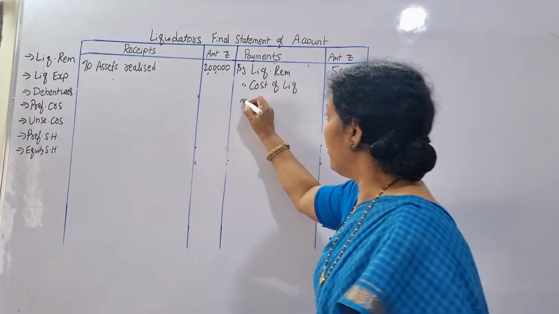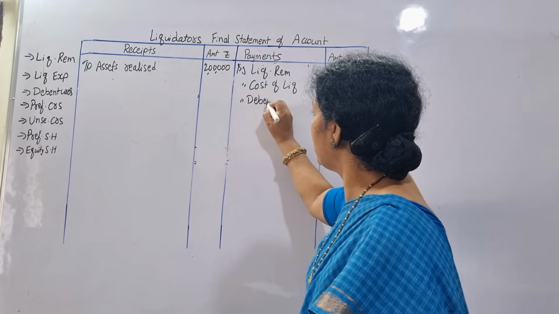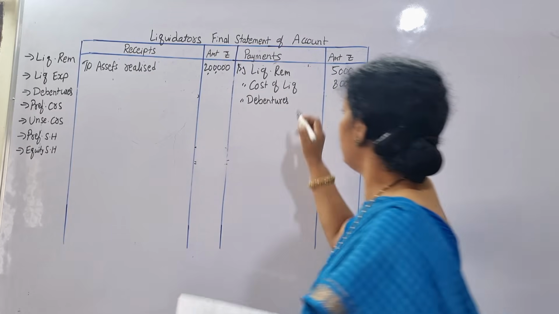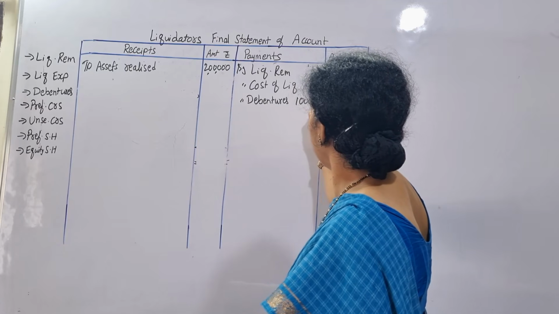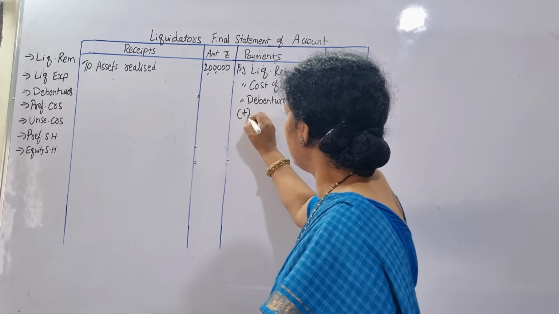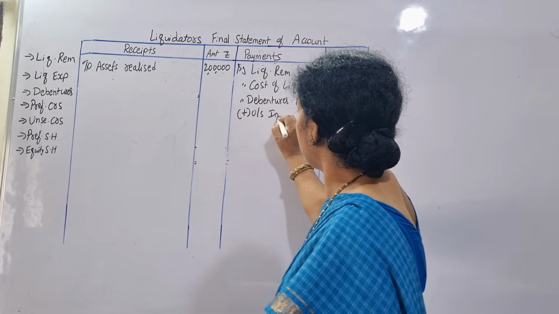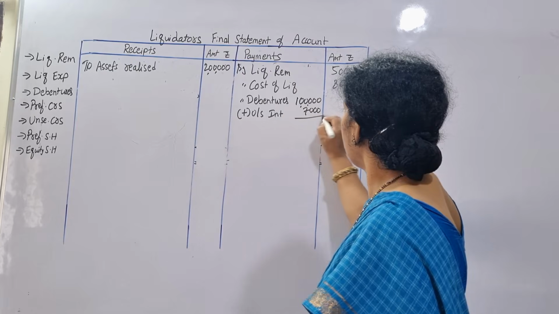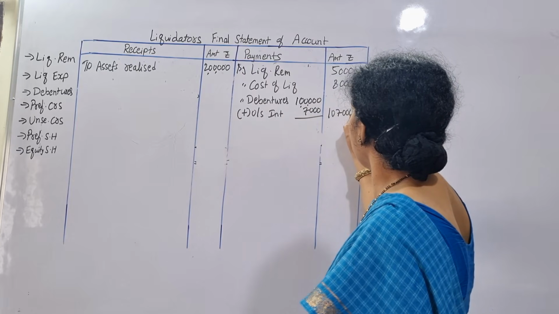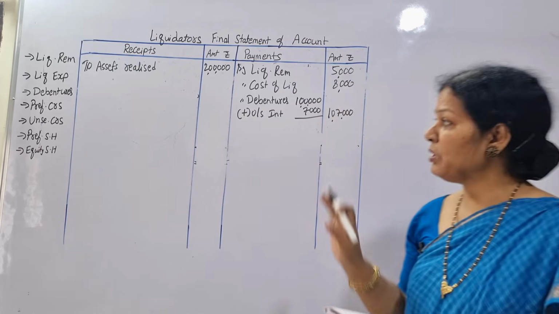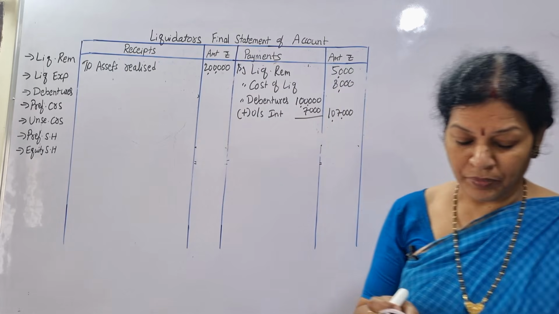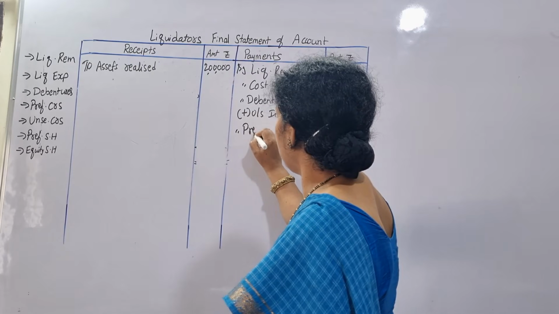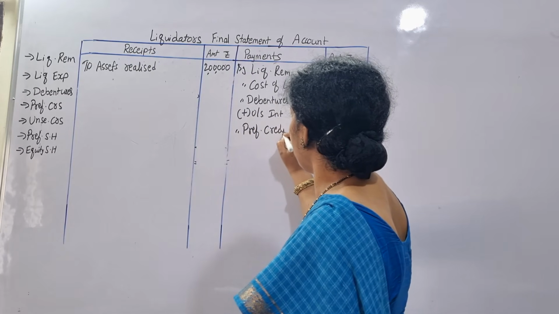So by debentures, it is 1 lakh. In the inner column we will write add outstanding interest. How much is it? 7,000. So it is 1 lakh 7,000. Debentures payment is over. Next, preferential creditors. Preferential creditors are 10,000, by preferential creditors 10,000.